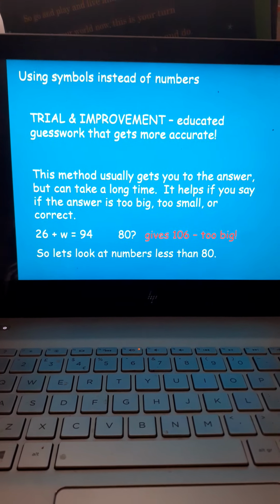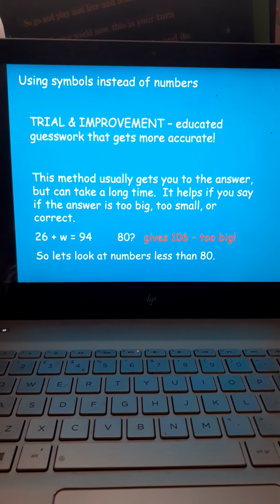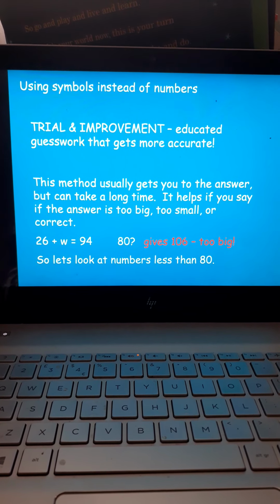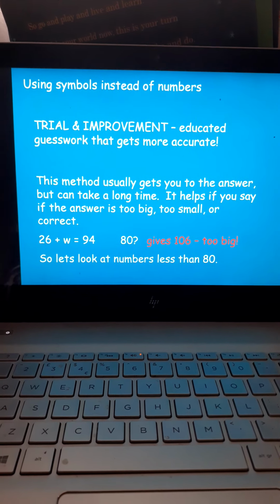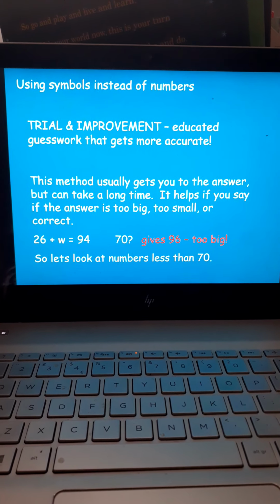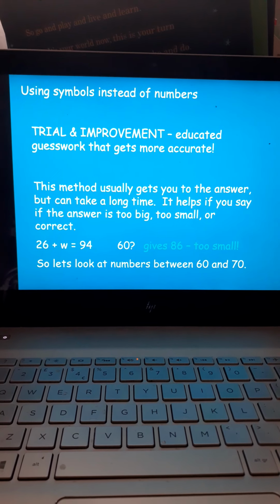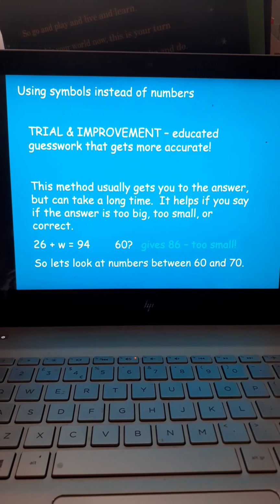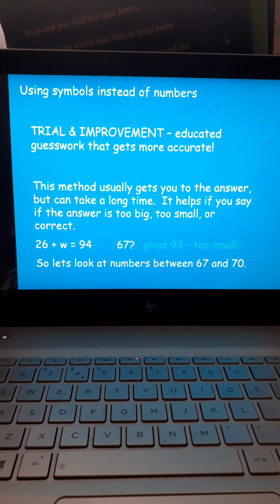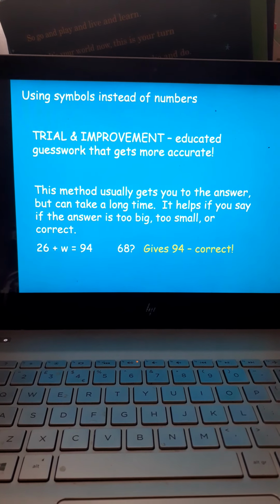Yeah, that's all right. Trial and improvement is better. That's trying something and then adapting your answer depending on what you got. So if I do 26 plus 80, it's 106. It's too big. Adjust. Go lower. Plus 70, 96, too big. Again, needs to be lower. 60. 26 plus 60 is 86. It's too small. It has to be between 70 and 60. So we're getting there slowly but surely. And you will see in time you eventually get the right answer by adapting your answer accordingly.